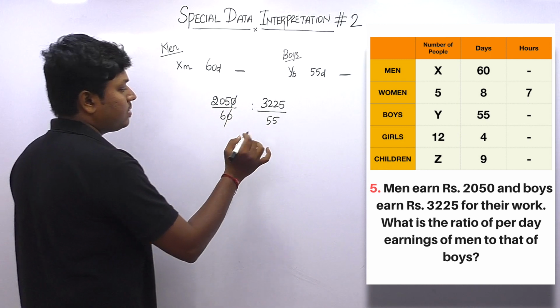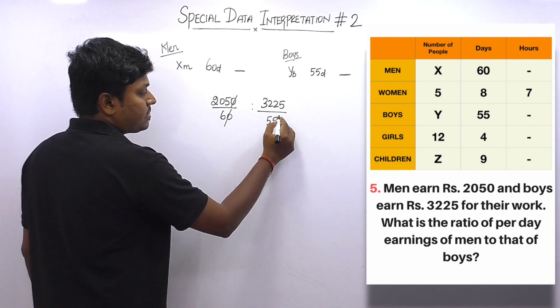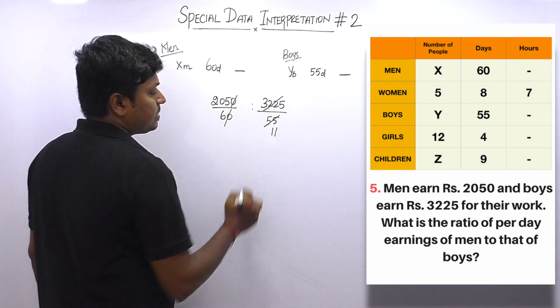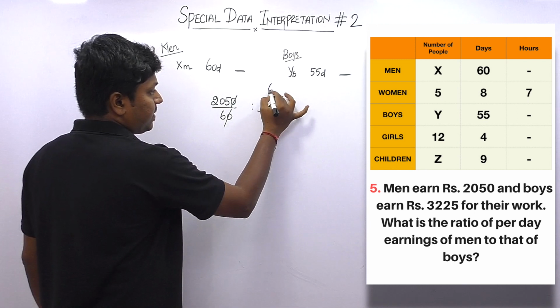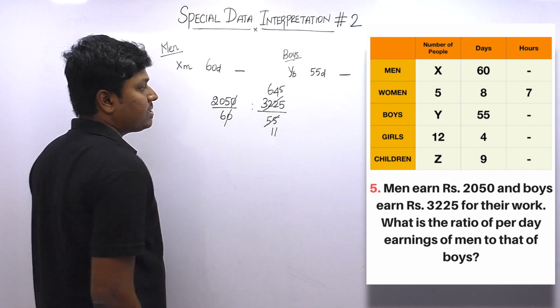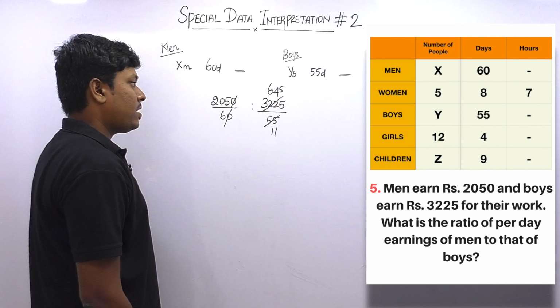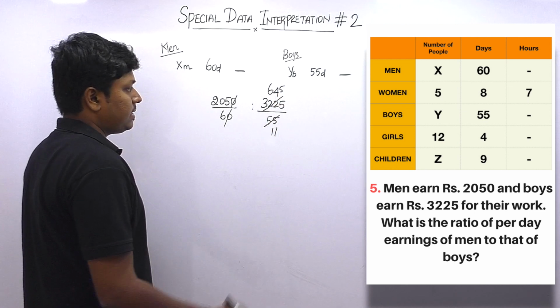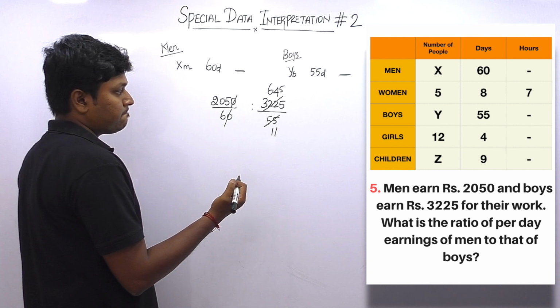We can cancel this on 3. No, you can't cancel it. Let me cancel this on the 5 table, which is 11. Cancel this on the 5 table. So 6 5s are 30, remaining will be 2. 5 4s are 20, remaining will be 2. 5 5s are 25. So 645. I think we can't cancel anything here.